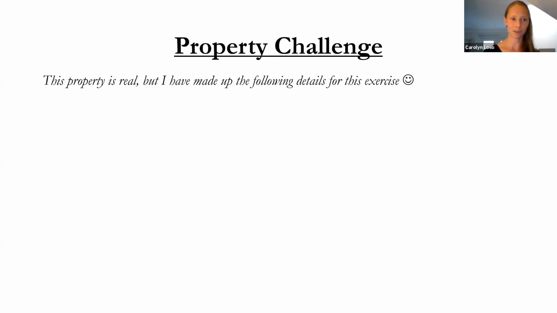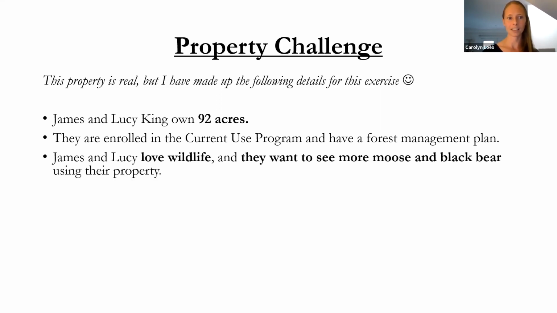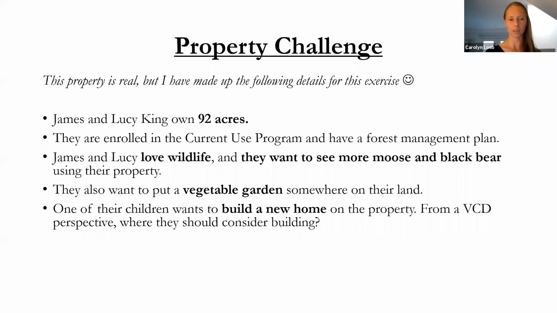So here is your property challenge. James and Lucy King own 92 acres. They are enrolled in current use and they have a forest management plan. They really love wildlife and they would really like to promote moose and black bear using their property. They also like to garden and they want to put a veggie garden in somewhere on their land. One of their children also wants to build a new home on the property. And so they're wondering from a Vermont Conservation Design perspective, where should they consider building? Remembering that this is one lens of many that you can use as a tool.